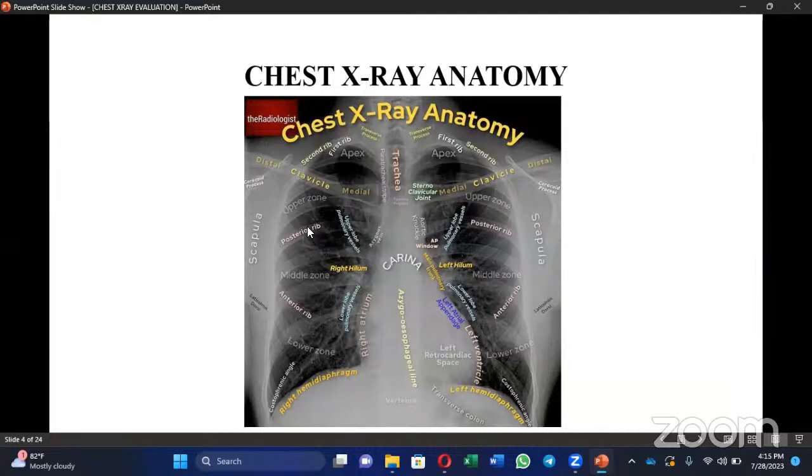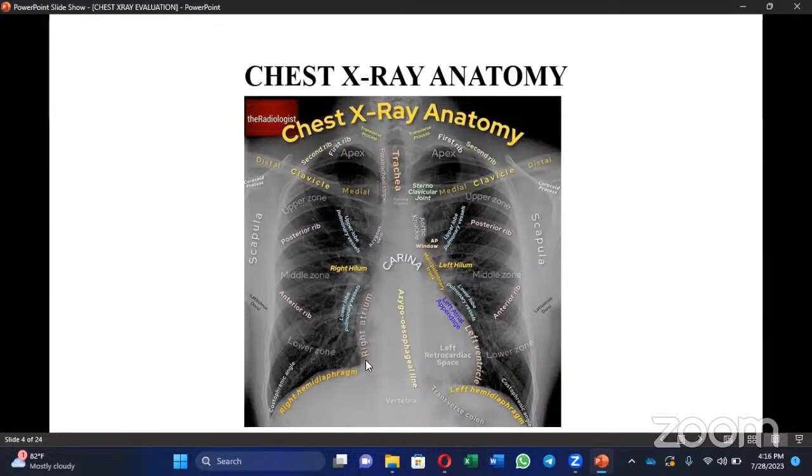All right. So when we come to the bones, because the rib is also a bone, we have the clavicle. For the clavicle, we have the medial part and then the distal part. And then we have the scapulae. We have the left and the right scapulae in there.